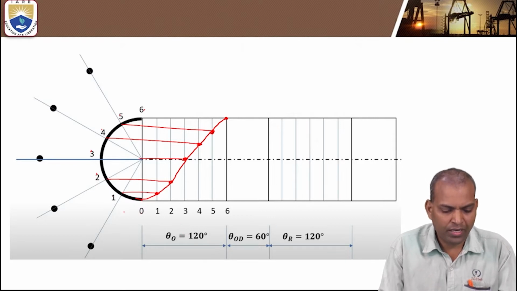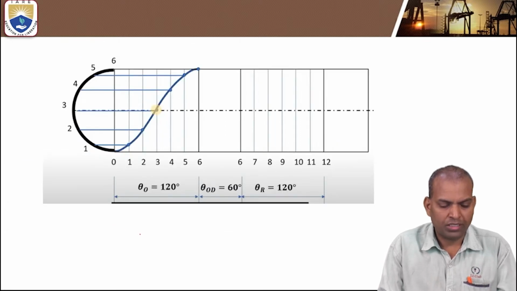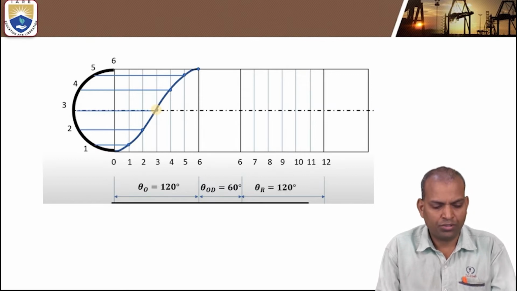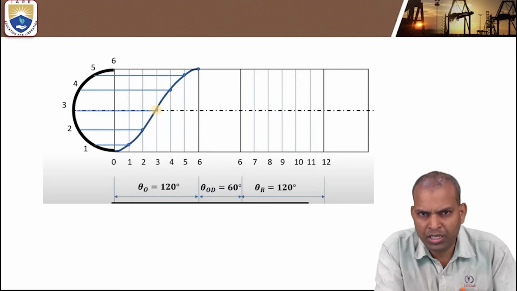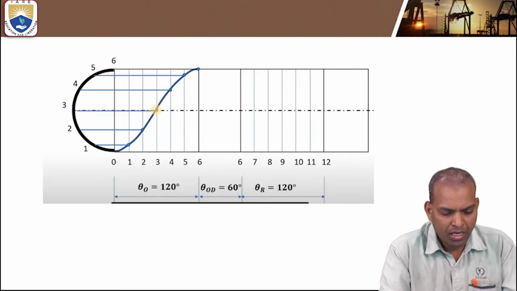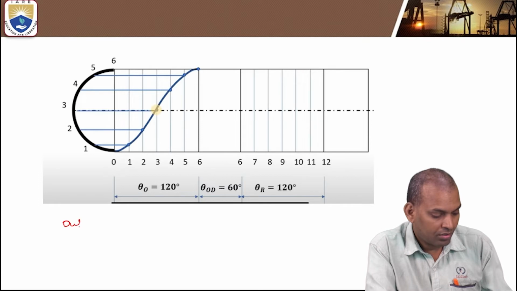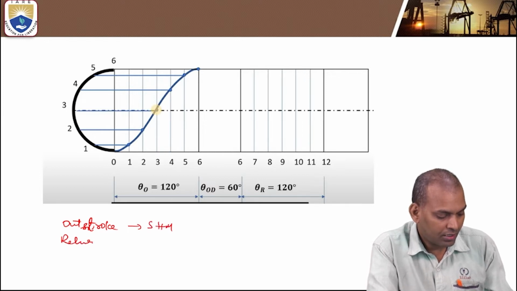Here the follower is a knife edge follower. Then divide, mark the points, join the line. Okay, this is during which stroke? It is during the outstroke. The follower has the motion of simple harmonic motion. Now the return stroke is uniform velocity. During the outstroke it is SHM, the motion of the follower, and during the return stroke it is uniform velocity.